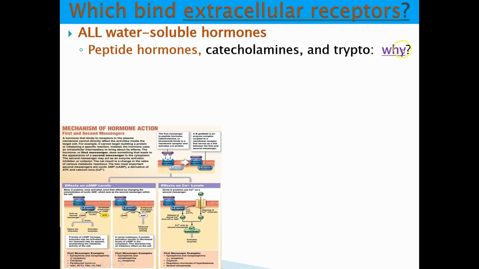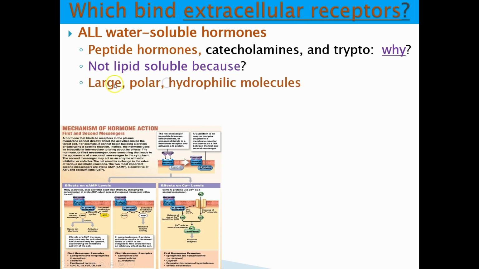But why do these types of hormones have to bind extracellular receptors? What makes something water soluble? And hopefully you understand that these are not lipid soluble, and the reason for it is they're large. So peptide hormones, they're large. They're polar. That polarity is what really ruins it. Lipid-soluble substances are nonpolar, and so all of these are going to be polar molecules, and they're hydrophilic. So the polarity makes them hydrophilic, meaning they love water, where the nonpolar molecules are going to be hydrophobic.